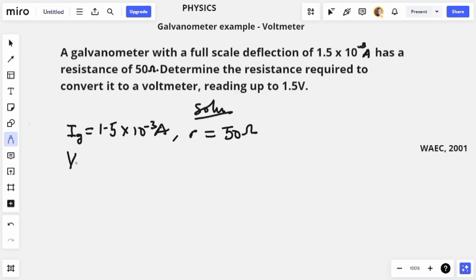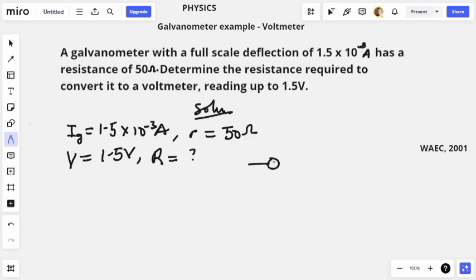Then it says determine the resistance required to convert it to a voltmeter reading up to 1.5 volts. Okay, that's voltmeter reading 1.5 volts. So they say determine the resistance required. That's the external resistor, or you call it the multiplier. What we mean by multiplier is the resistor connected in series with the galvanometer, so that it can extend the range of voltage, or can increase the voltage needed to give it a full scale deflection. So we are looking for big R.